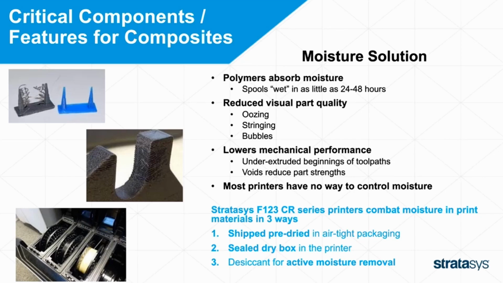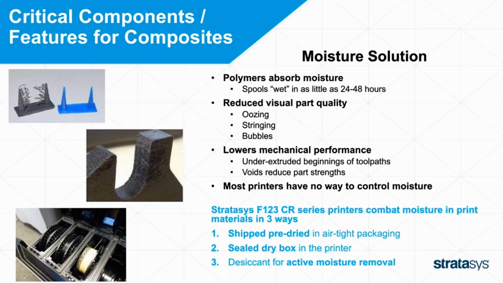Most printers have no way to control moisture. I'll let you know that the Stratasys F123 series has ways to combat moisture, and it does that in three ways. The materials ship in pre-dried airtight packaging, so they're sealed and they come dried. You don't have to dry them like you would with most material that you get from competitors. Secondly, there's a sealed dry box in the printer, and if you look to the left, that is a picture of the dry boxes with their tops open.